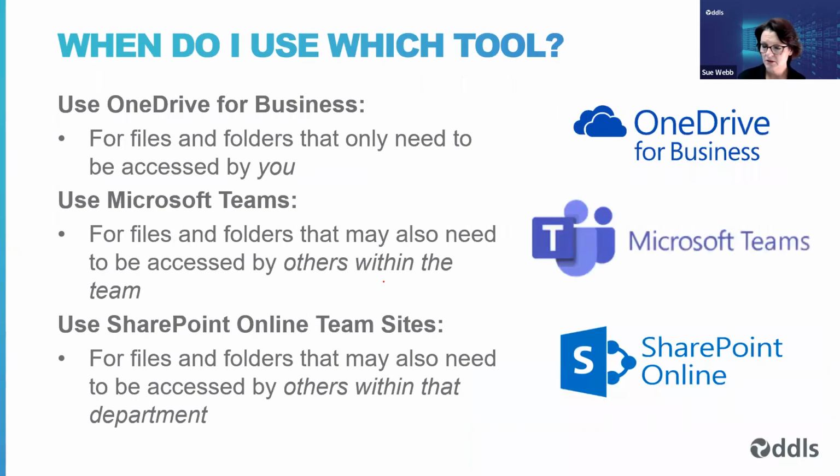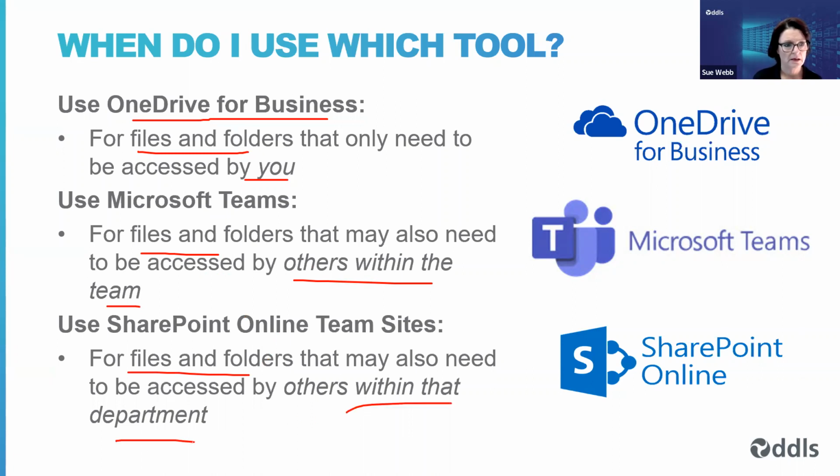Now, one of the first questions that we often get asked when we're talking about these tools is, when do I use which tool? As a general rule, we want to use OneDrive for Business for any files and folders that only need to be accessed by you. These are your work documents, applicable to you and your job role, but they only need to be accessed by you. For Microsoft Teams, these are files and folders that may also need to be accessed by others within the team. And then SharePoint Online is for files and folders that might need to be accessed by others within that department. But that's just some generic guidance.